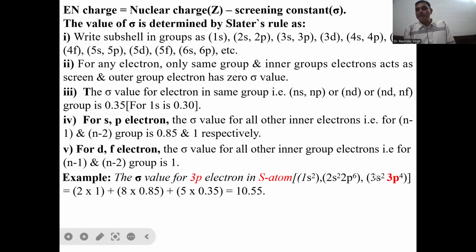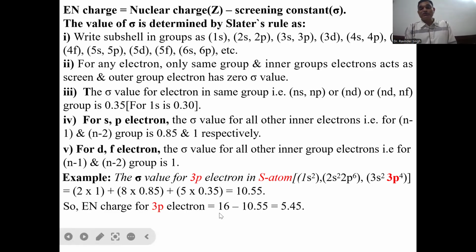OK. For n-1, that is electrons are 2 plus 6, that is the 8 electrons. N-1 value is 0.85 screening constant. You can see here, so 8 multiplied by 0.85. For n-2, that is the 1s here. So total electrons are 2 multiplied by 1, because the screening constant value is 1 for this n-2 group, right? So the answer of the screening constant comes out to be 10.55.